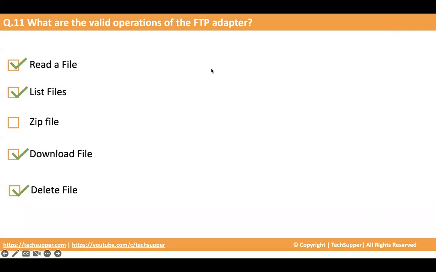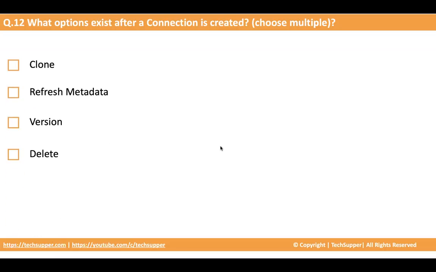Okay, so let's get into the next question. The next question is, what options exist after a connection is created? If you don't know the answer, you can simply create a new connection. And once your connection is created, you hover on the connection, and from the right side, you click on the action menu and see what valid options are available. So what are the options? Clone, refresh metadata, version, and delete.